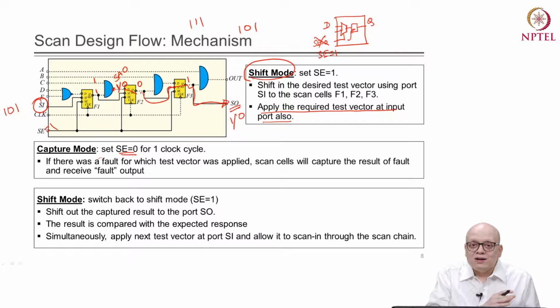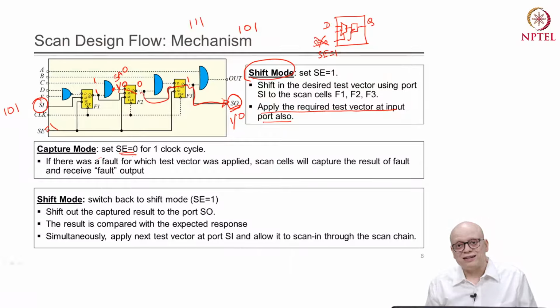And if for any test pattern there is a fault and we observe a different value at SO than what we are expecting, we infer that our chip is bad, and then we do not ship that chip or take that chip to the next stage.